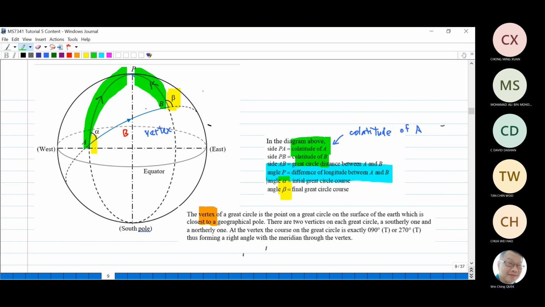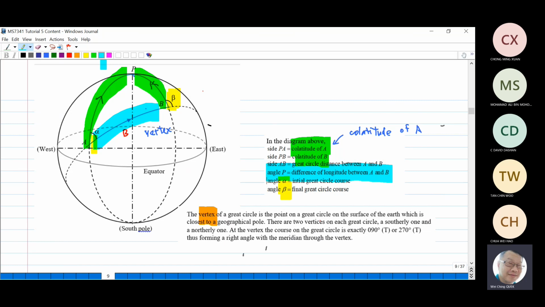Okay, then the distance between A to B, right? We call it great circle distance. Great circle distance between A to B, right? So this one, you follow the great circle. So this is actually the great circle distance now. We also have a name for P, right? P is the difference between the longitude of A and B. P is the distance between the longitude of A and B.